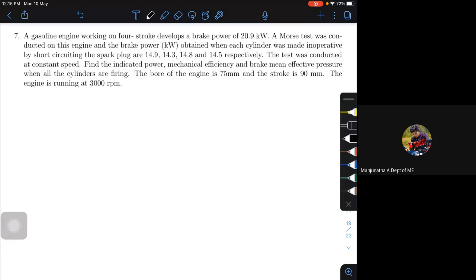The bore of the engine is 75 mm and the stroke is 90 mm. The engine is running at 3000 rpm. Okay, this is what the problem statement is looking for. So let's try to solve this problem.